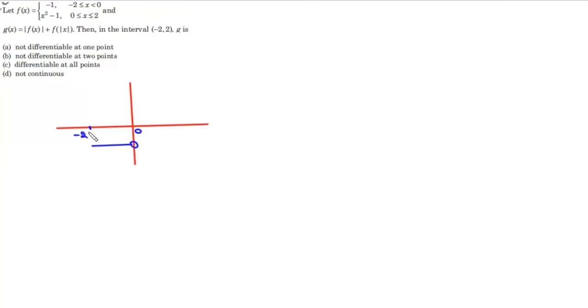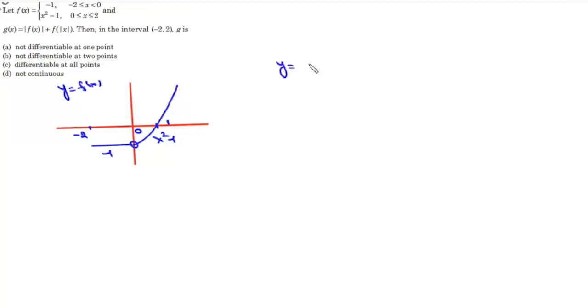And between 0 and 2, this is x square minus 1. So this is x square minus 1. So that is the graph. So this is minus 1 and this is x square minus 1, and this point here it is 1. So this is y equals f(x).